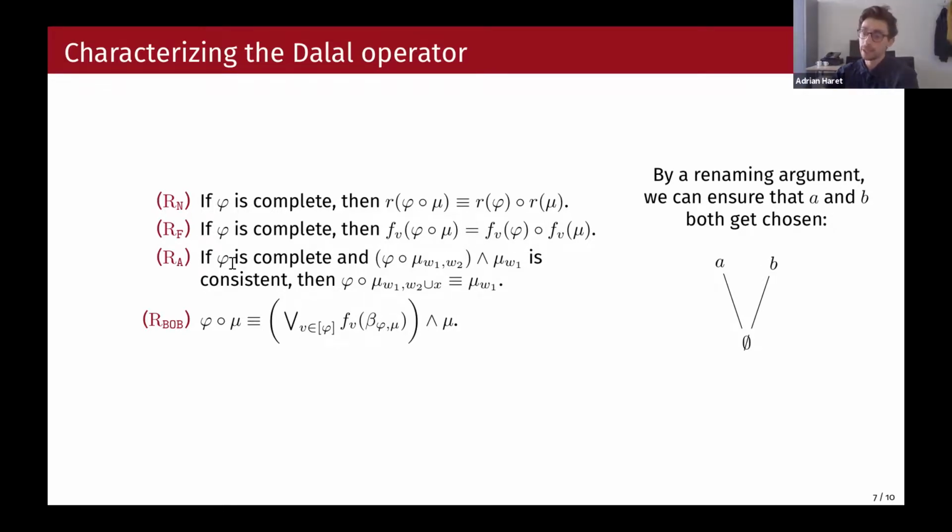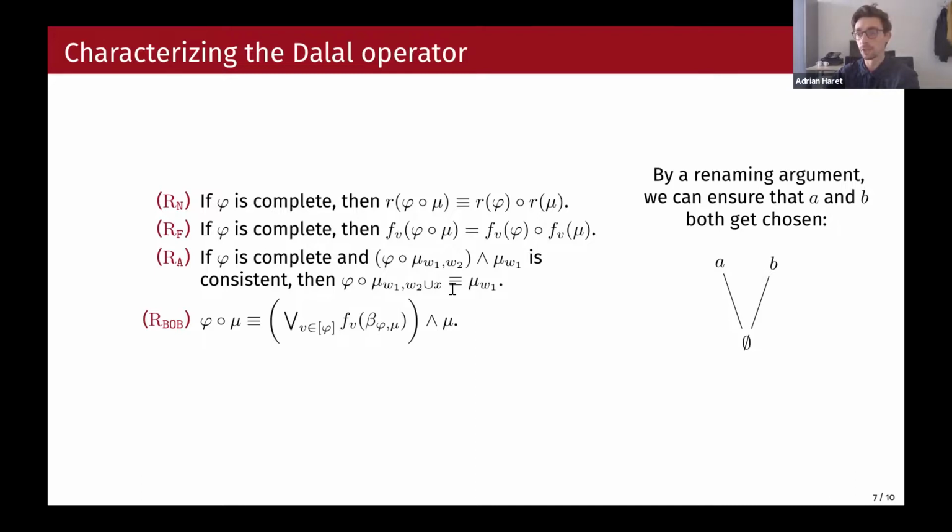Then you have an addition axiom, which says that if you have a complete formula and then you revise by a formula that has two models, W1 and W2, so you have a choice between these two models, and you choose W1, then if you take W2 and just add some new atoms to it, it doesn't make W2 better.